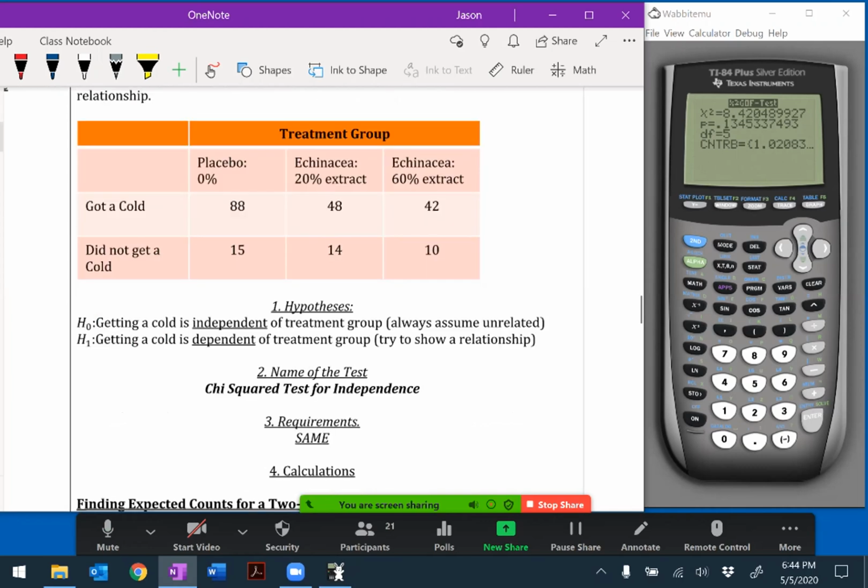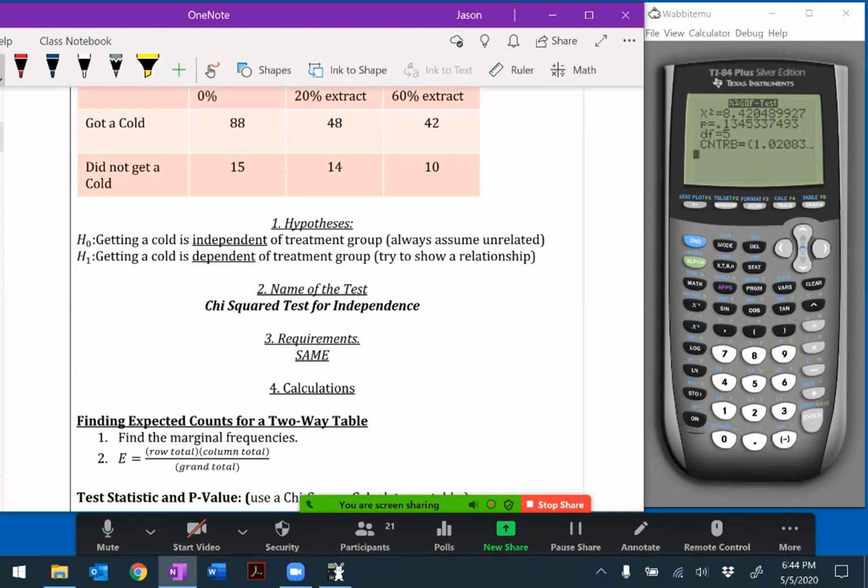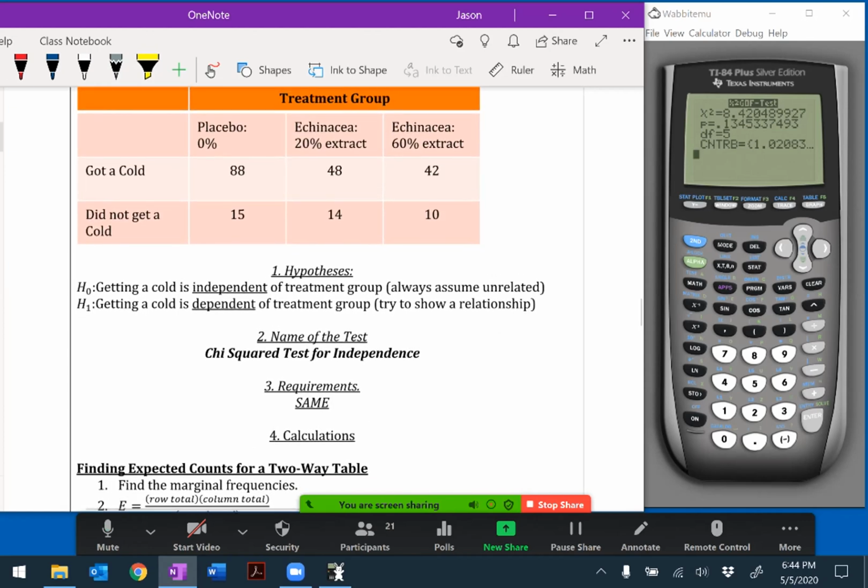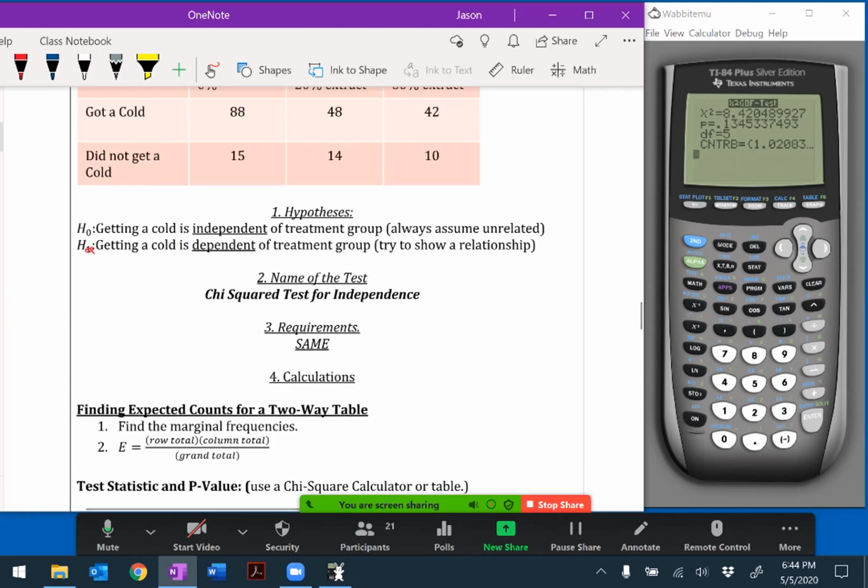So what is the hypothesis? The null hypothesis is that getting a cold is independent of treatment group, meaning it isn't related to the treatment group. The alternative, H1 or HA, is that getting a cold is dependent on treatment group. The name of the test is the chi-square test for independence.